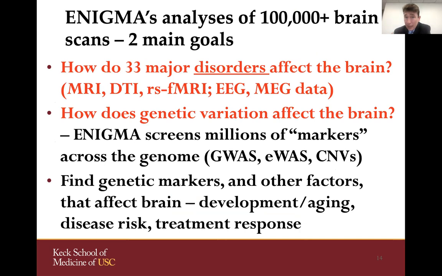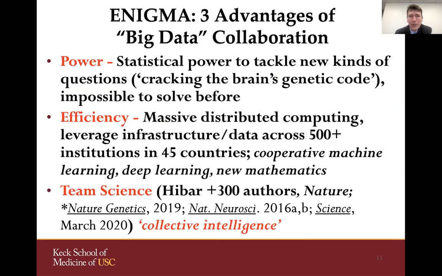So in analyzing 100,000 brain scans, there's been two main goals. One is to understand how 33 major disorders of the brain affect the brain based on MRI, DTI, resting state functional MRI, and even EEG and MEG. And also a really tricky problem of understanding how genetic variation in our DNA affects the brain. So we screen millions of genetic markers across the genome using genome-wide association studies or even epigenome-wide association to find genetic markers and other factors that might affect the brain's development, aging, and treatment response.